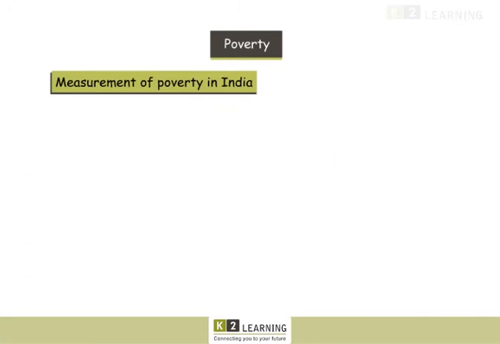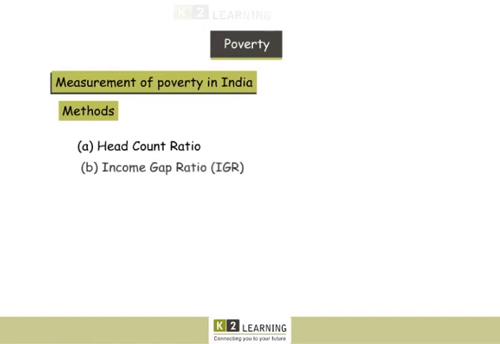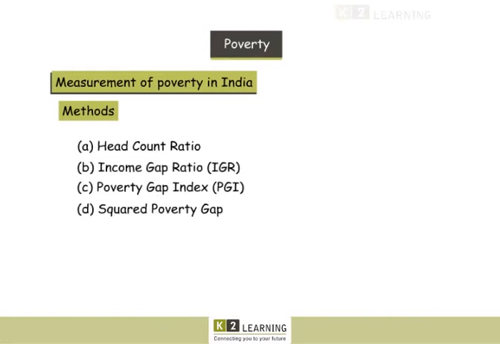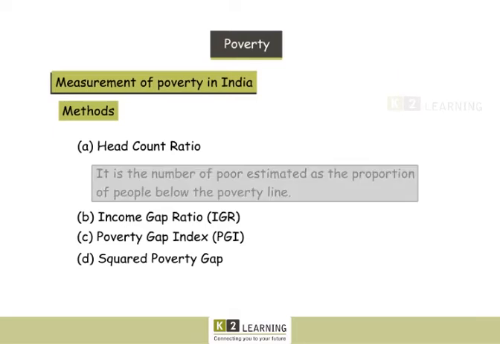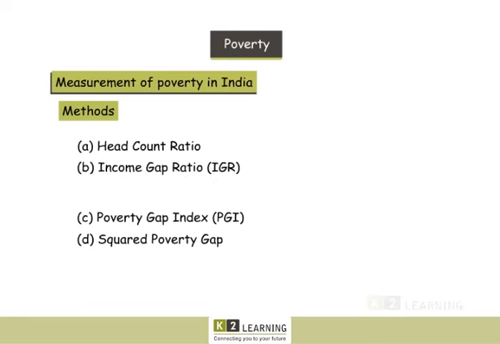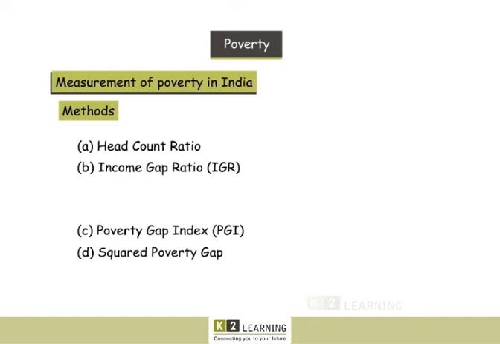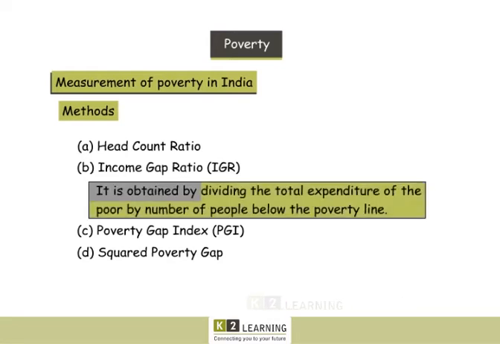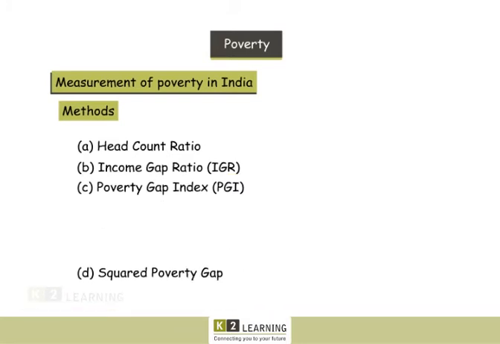There are 4 alternative methods used to measure the incidence of poverty. They are head count ratio. It is the number of poor estimated as the proportion of people below the poverty line. Income gap ratio, IGR. It is obtained by dividing the total expenditure of the poor by number of people below the poverty line.